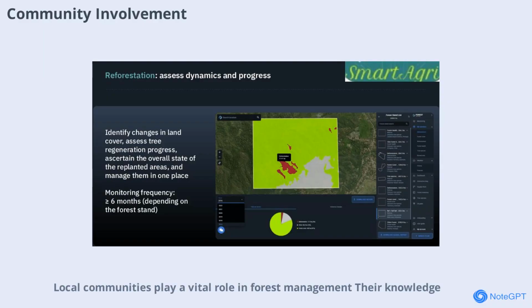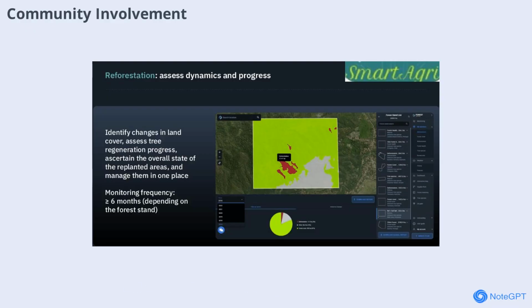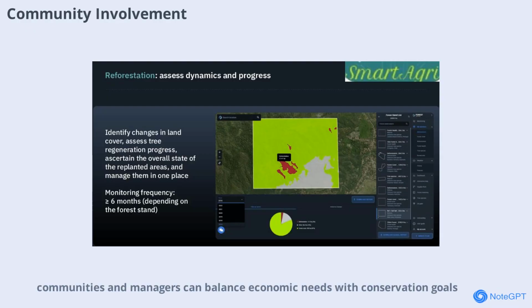Local communities play a vital role in forest management. Their knowledge, traditions, and stewardship help protect forests and ensure sustainable use. Involving communities in decision-making builds trust and leads to better outcomes. Community-based management can include activities like monitoring, restoration, and sustainable harvesting. By working together, communities and managers can balance economic needs with conservation goals, creating lasting benefits for people and nature.